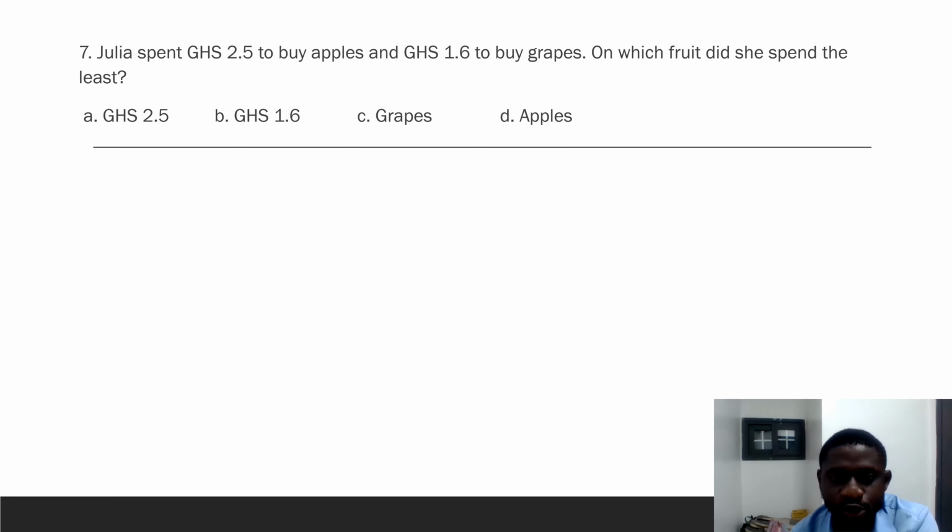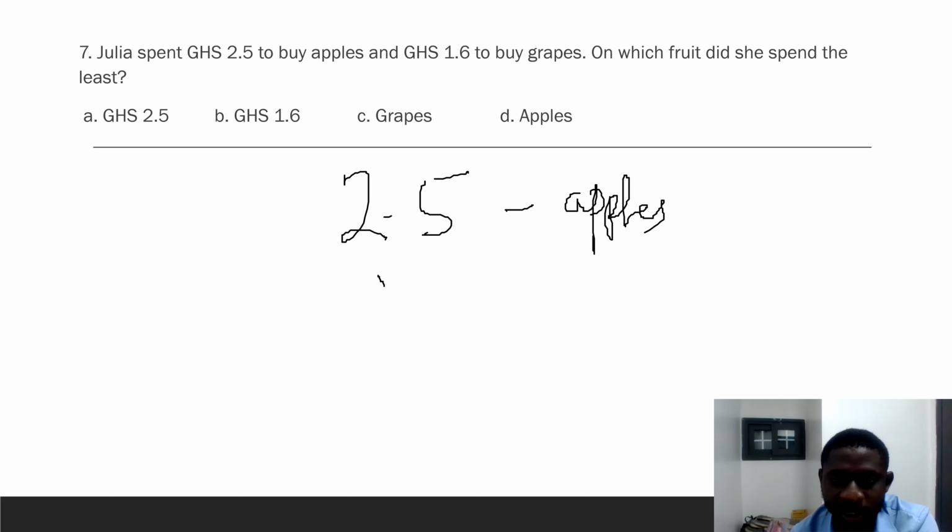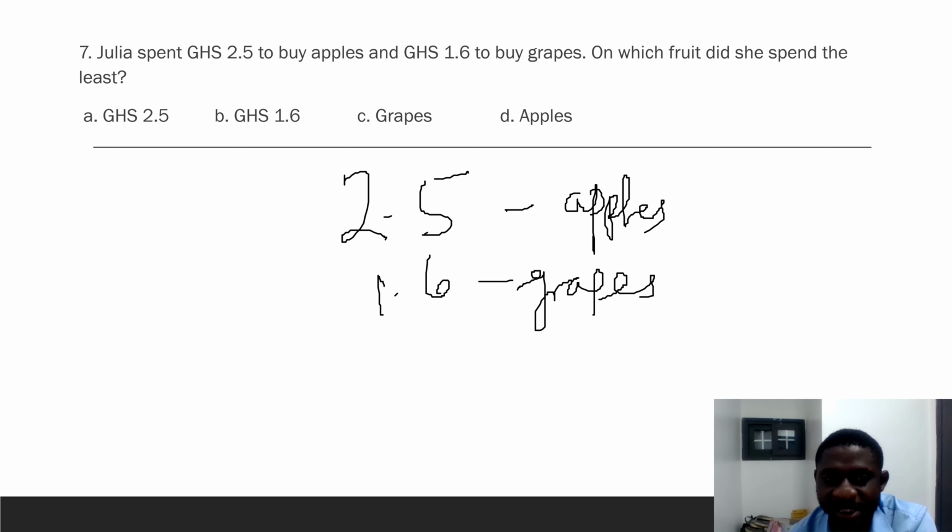Number 7, Julia spent 2.5 to buy apples and 1.6 to buy grapes. On which fruits did she spend the least? So emphasis on the fruit she spent the least. Now apple is taking 2.5, grapes 1.6, so it tells you grapes is the fruit she spent the least on. So the answer is C.